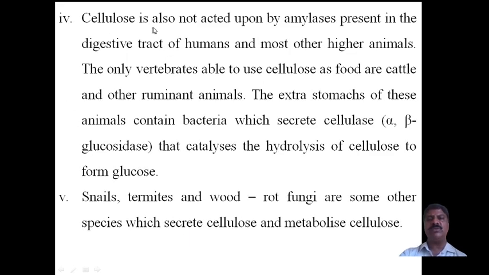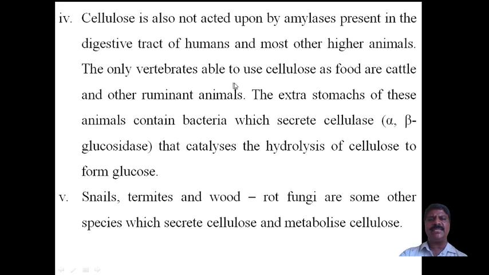And the fourth one is that cellulose is not acted upon by amylases present in the digestive tract of humans and most other higher animals. Therefore, cellulose from plants cannot be digested by some animals, because the enzyme cannot be produced and hydrolysis cannot take place. It cannot be broken down.